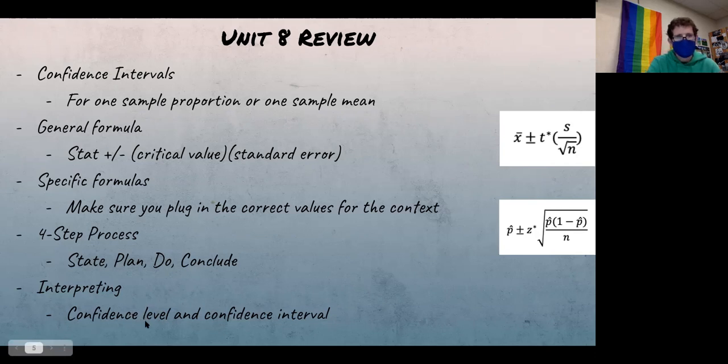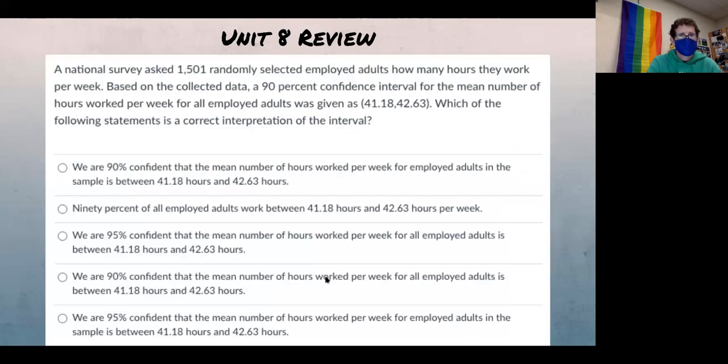It's important to know how to interpret confidence level and confidence intervals. Confidence level says that if we repeated this over and over again, we would expect 95%, if it's a 95% confidence level, of our confidence intervals to contain the true population parameter of interest. Okay. So now we're talking about a correct interpretation of the interval from 41.18 to 42.363. This is the 90% confidence interval for the mean number of hours worked per week for all employed adults.